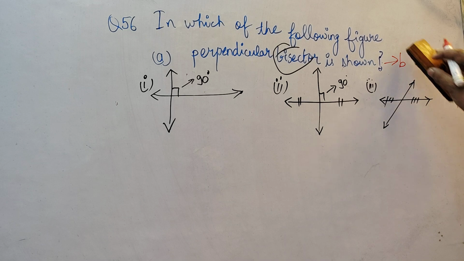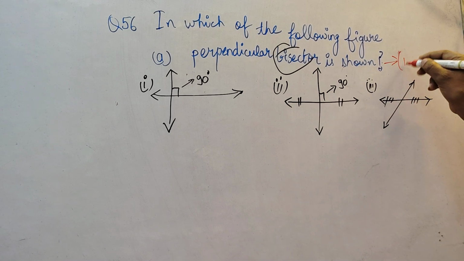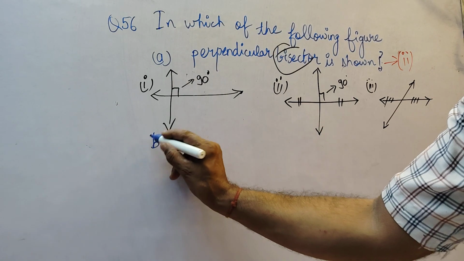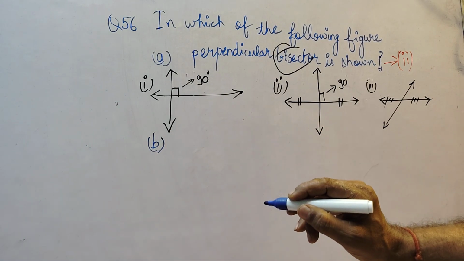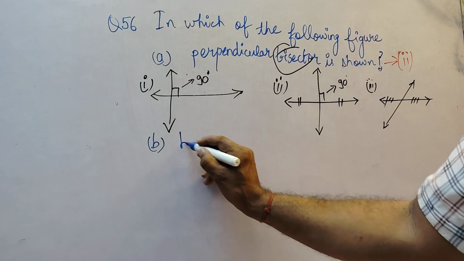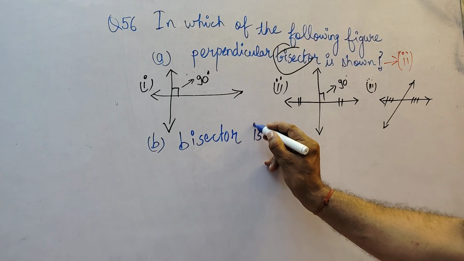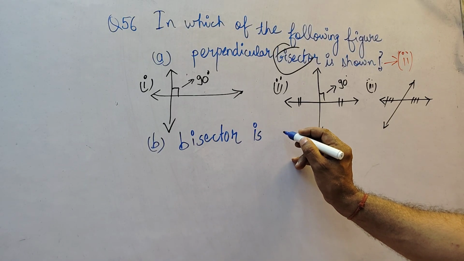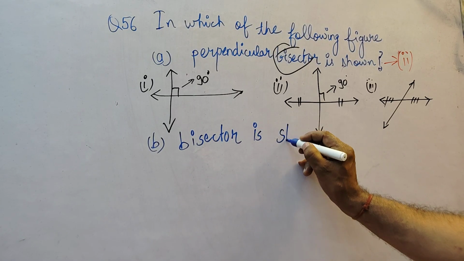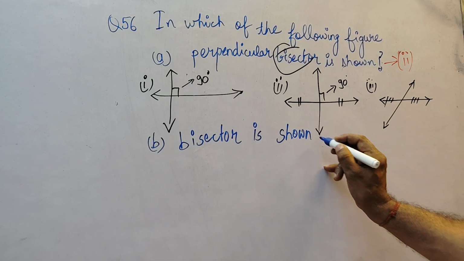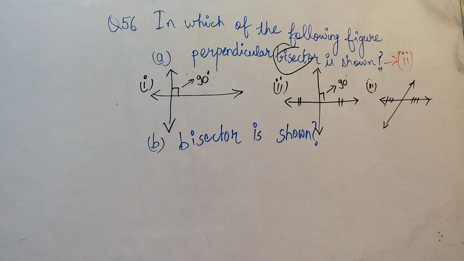Second part is the perpendicular bisector. Now in the B part, a bisector is shown. There is no perpendicular given, only a bisector is shown. In which part is only the bisector shown?